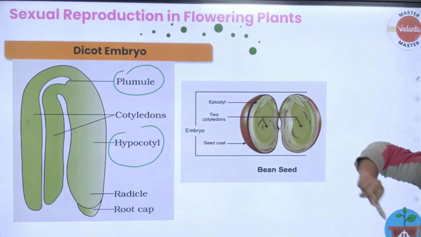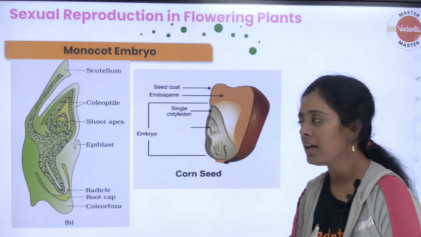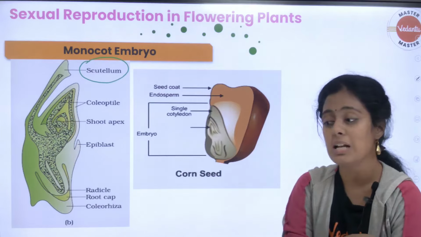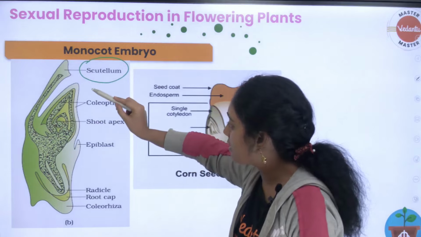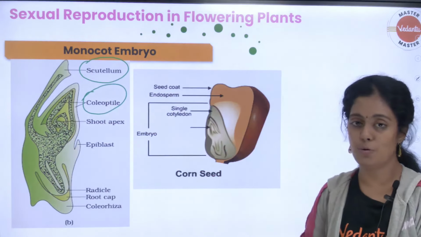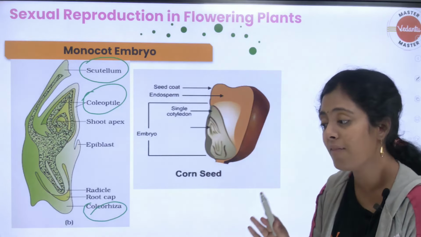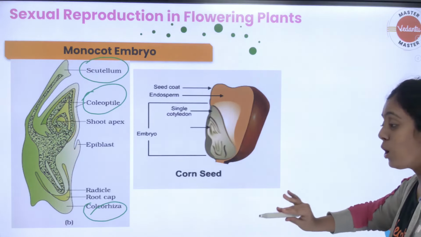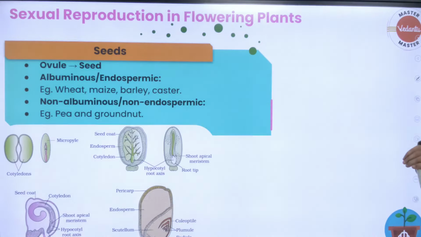Example, you have your groundnut. They are all examples of dicot. Monocot embryo: the endosperm here is called scutellum. Then you have coleoptile. Here you have the shoot apex. The shoot apex is surrounded by coleoptile. The root apex is surrounded by coleorhiza. The root cap and radicle are also covered by coleorhiza. And you also have epiblast here. They have a single cotyledon.